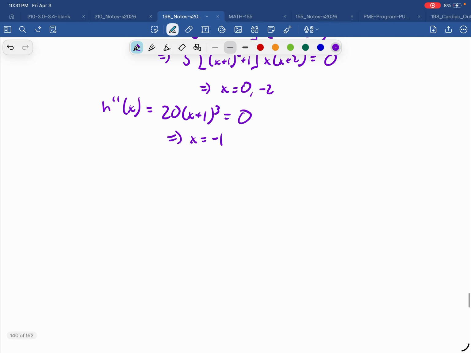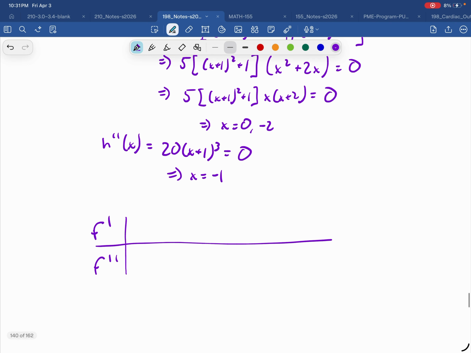All right, so in this case, we're going to draw a bigger interval chart where we have f prime on the top, f double prime on the bottom. And we're going to draw our critical numbers, 0, 2. Sorry, 0, -2. They should be reversed.